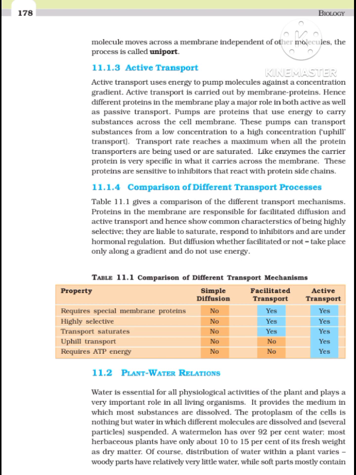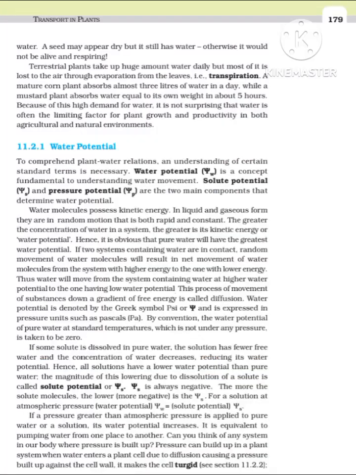Most herbaceous plants have only about 10 to 15% of their fresh weight as dry matter. Of course, the distribution of water within a plant varies. Woody parts have relatively very little water, while soft parts mostly contain 20 to 21. A seed may appear dry, but it still has water, otherwise it would not be alive and respiring.